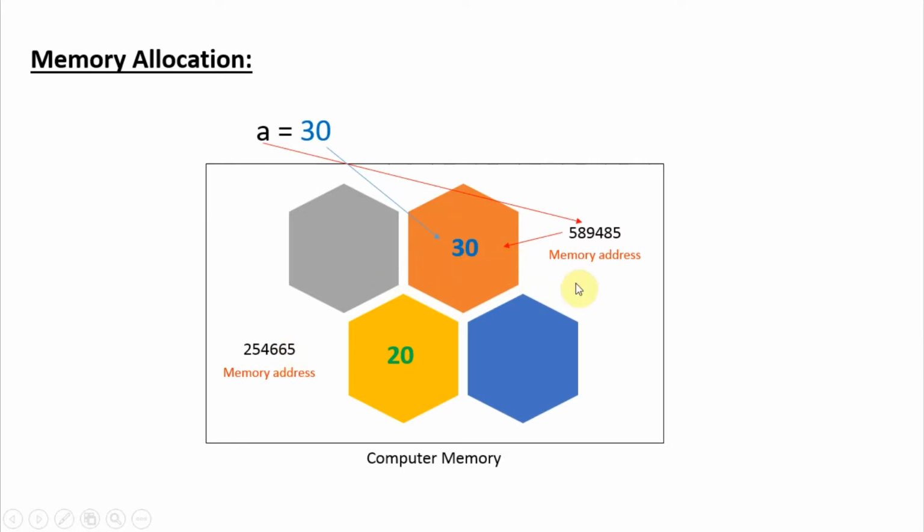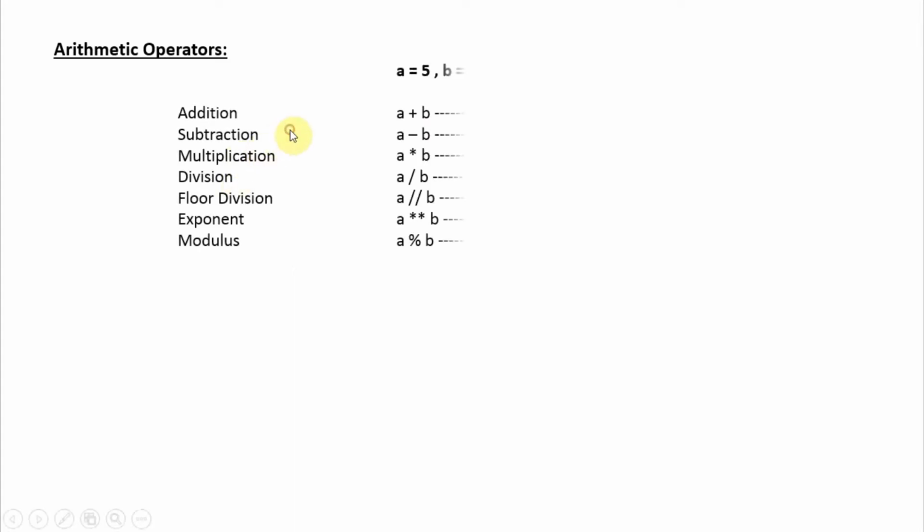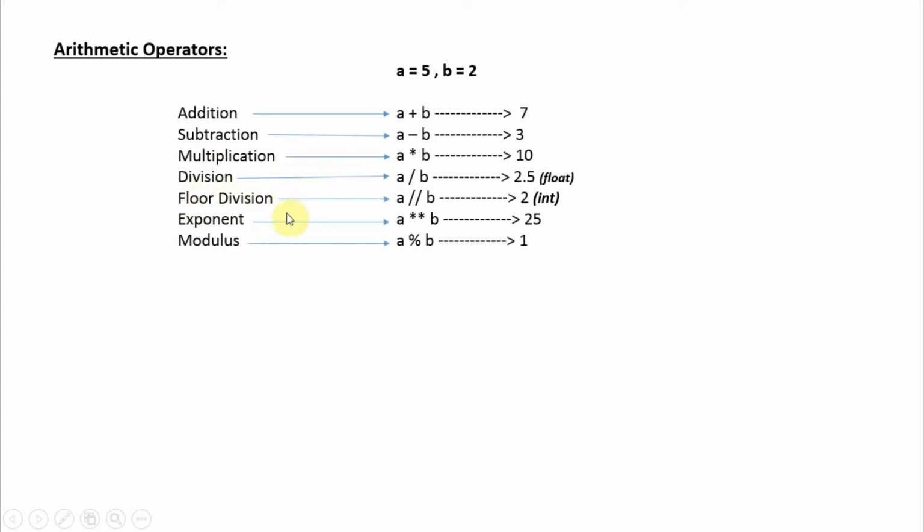So in real life, we do many operations on numbers, like we add them, we subtract them, we even do multiplication, division, we compare them. So we perform those kinds of operations with the help of different kinds of operators, like arithmetic operator, assignment operator, conditional or relational operator, logical operator, and bitwise operator. Guys, we'll be talking about each and every operator in a separate video. Here we'll be only talking about arithmetic operators. So what are the arithmetic operators available in Python? You can see addition, subtraction, multiplication, division, float division, exponent, modulus.